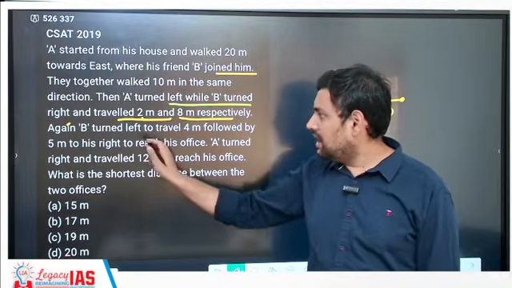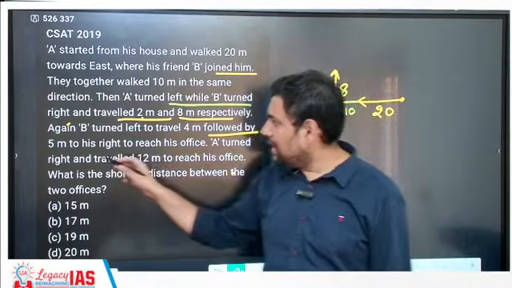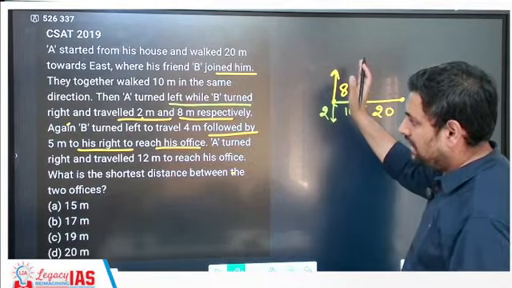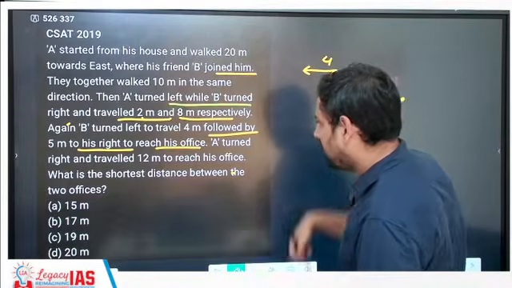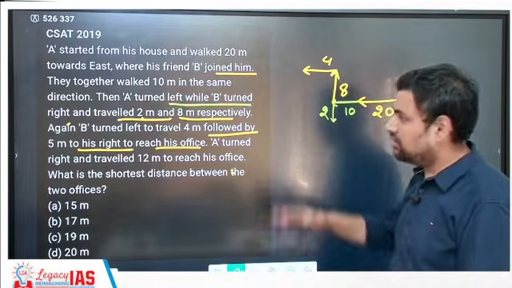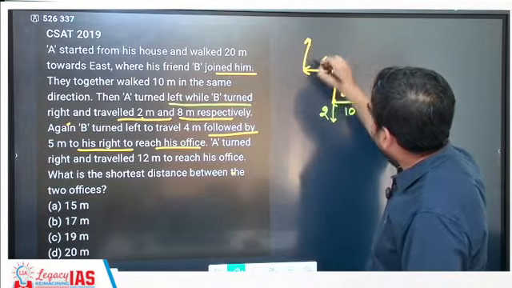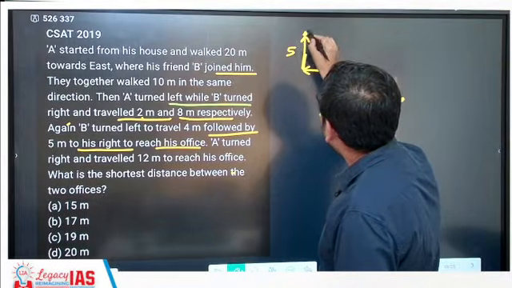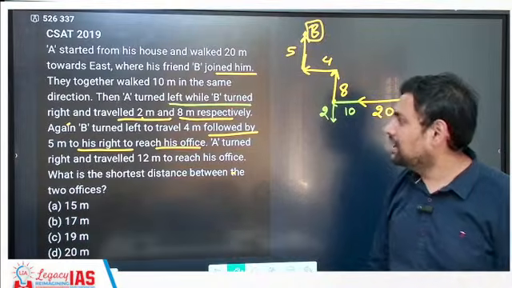Then again B turned left to travel 4 meters followed by 5 meters to his right to reach his office. So from here B turned left, 4 meters, followed by 5 meters towards his right. From here, right is again up. So he goes like this, and here is B's office. Correct?